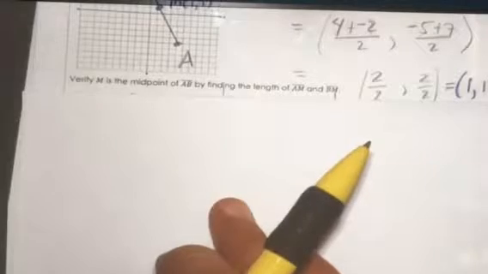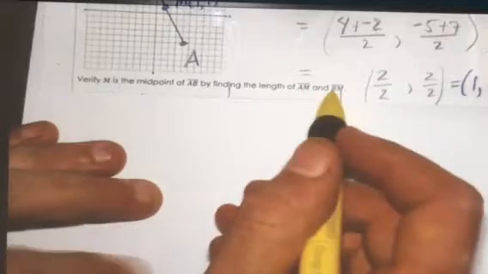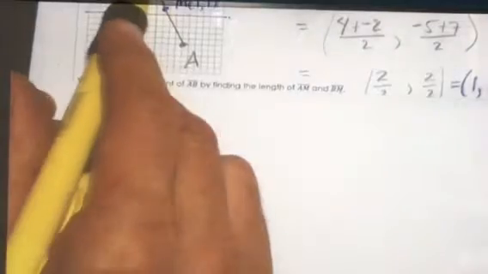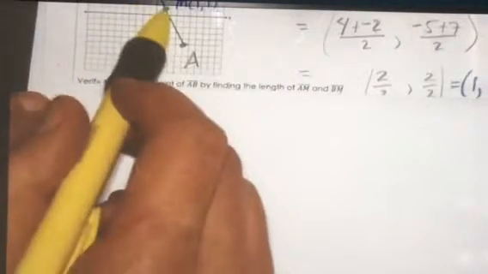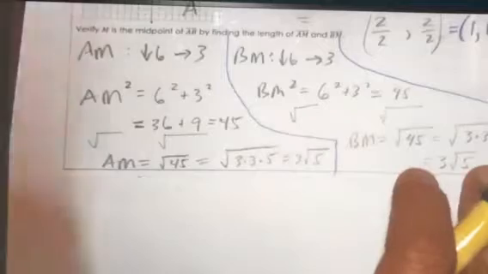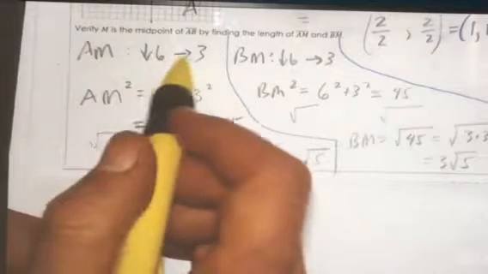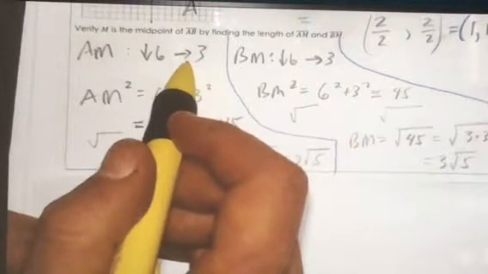Okay, verify that M is the midpoint of AB by finding the length of AM and the length of BM. So if we did this correctly, then when we find this length, it will be equal to this length. So first with AM, on AM we see a move down 6 and a move right 3. So again, we'll use the Pythagorean theorem in order to figure out how long this diagonal distance is.